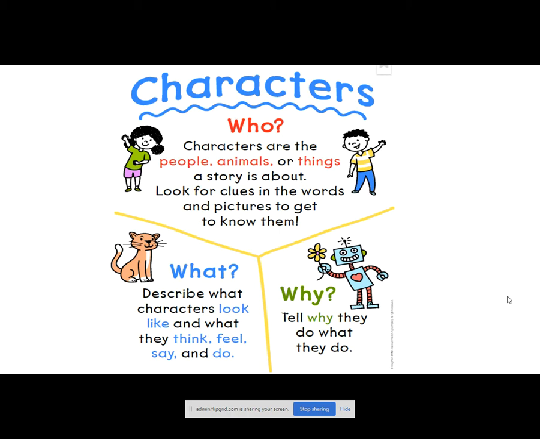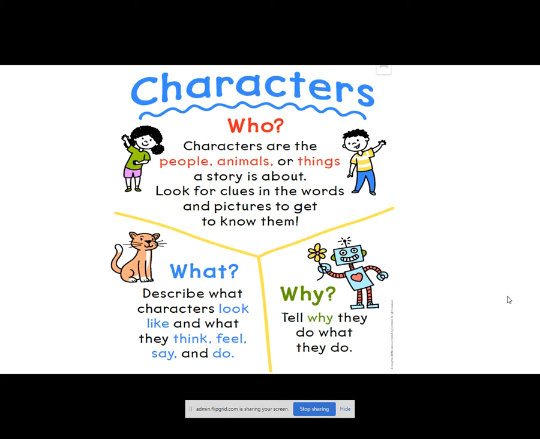Remember that the characters in a story are who the story is about. And readers can really get to know the characters by looking for clues and paying attention to details in words and in pictures. They can help you understand what a character is like on the inside. Like, are they mean? Are they nice? Who they are on the inside. But they can also help you understand what they look like on the outside.